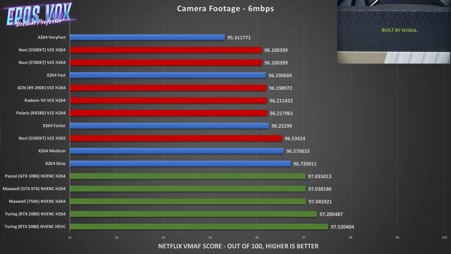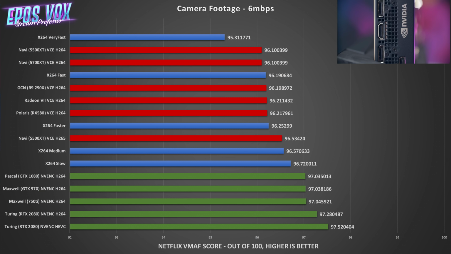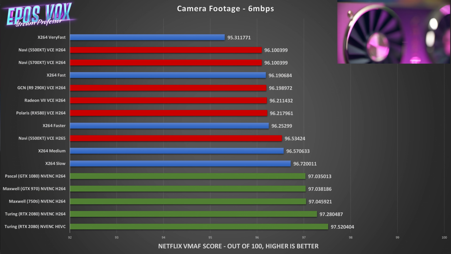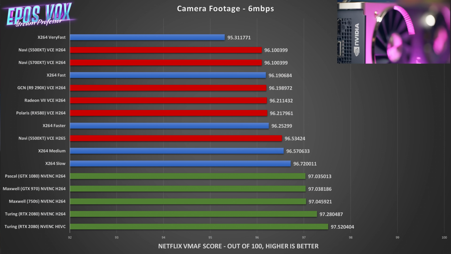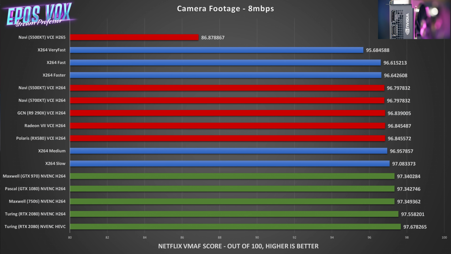Going up to 6 megabits per second, Navi's HEVC is between medium and faster, not too bad, but Navi's H264 is between very fast and fast, which is still not ideal. Roughly with this footage, it performs between very fast and fast, so around X264 faster equivalent, which is still pretty good, especially compared to some of the gaming results, but not what we were hoping for.